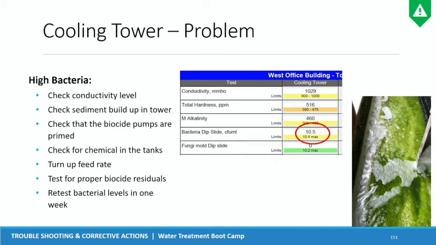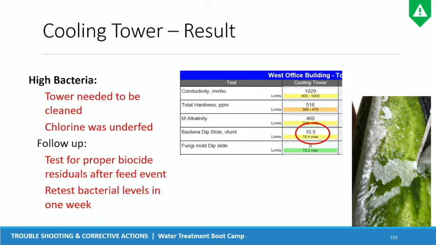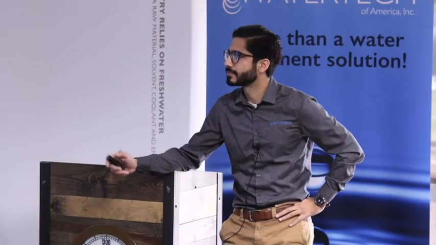So the result: we did go up, we checked the tower, and the tower had a lot of dirt like this at the bottom, which could not be cleaned with chemicals. So you have to drain down the system, power wash it, or however you want to do it, clean it out. Chlorine was also being underfed. So you clean out the tower, and you start feeding in your chlorine at the prescribed level. You test for biocide residual after the event to make sure it is in fact what it should be at the level prescribed by CTI or ASHRAE, and then you retest bacterial levels after 1 week, because that is the ultimate validation of a successful water treatment program.